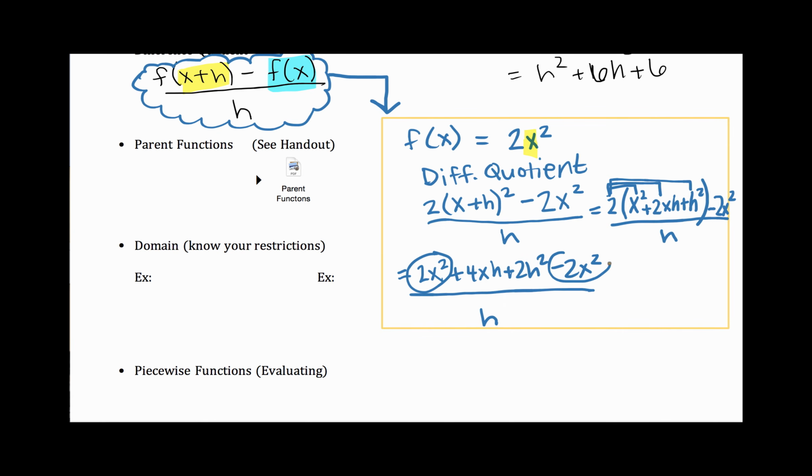Notice 2x squared minus 2x squared, that's 0, those cancel out. And I'm left with 4xh plus 2h squared. I can factor out an h. And I get 4x plus 2h all divided by h. Now I can just cancel these h's, and my final answer with the simplified difference quotient would be 4x plus 2h.